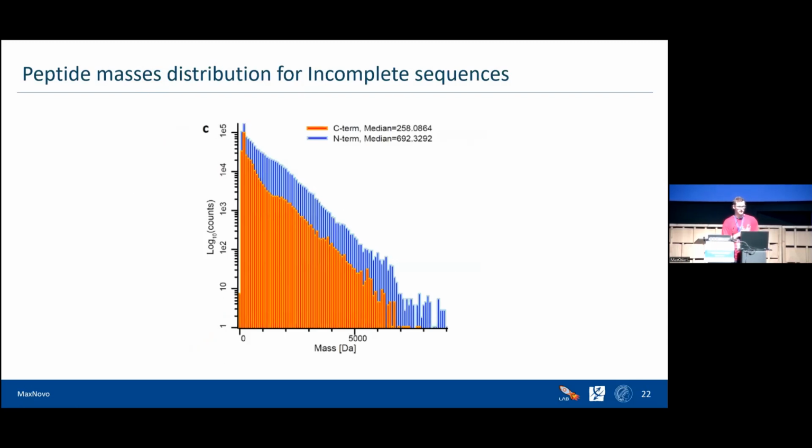We also plotted a histogram of the masses of those partial tags. Since the y-axis is in log scale, you see that most of the masses are located in this area, with medians of 250 and 700 for C-term and N-term short sequences. So most of the short sequences do not have an overall long length. We could expect complete short sequences, but this is actually not the case in real experiments.